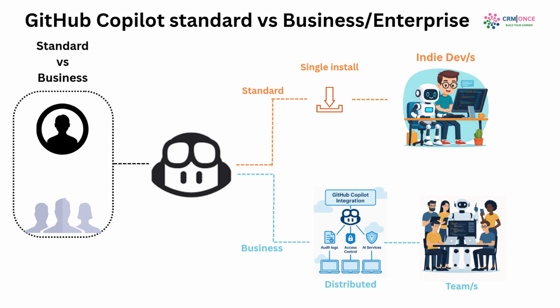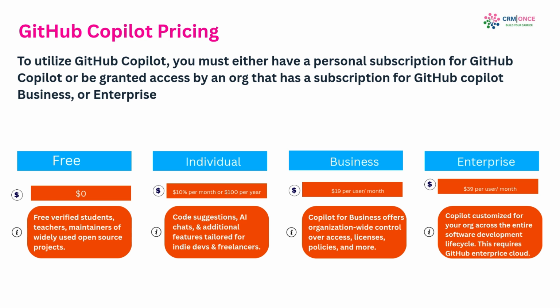Copilot standard versus business versus enterprise. Plan, audience, features. Standard: indie developers, single installation, suited for individuals. Business: teams, centralized control for licenses, access, and policy management. Enterprise: organizations, full-scale Copilot deployment across orgs. Needs GitHub Enterprise Cloud.